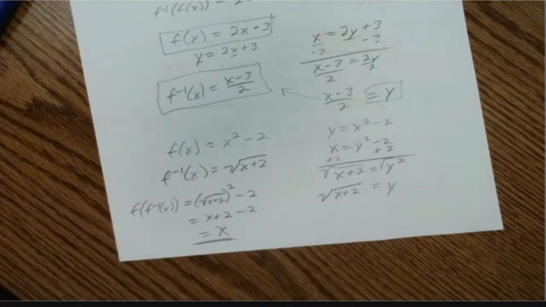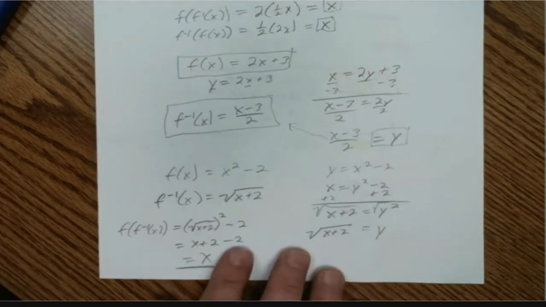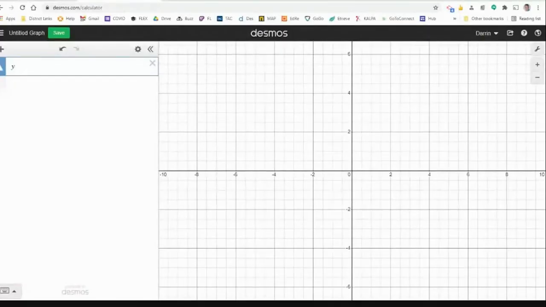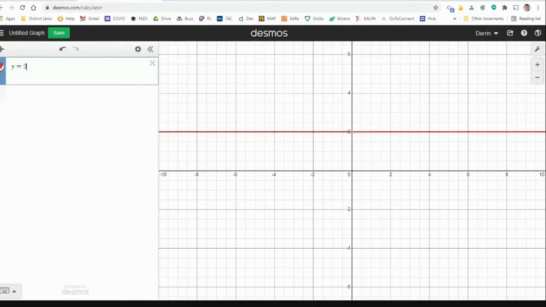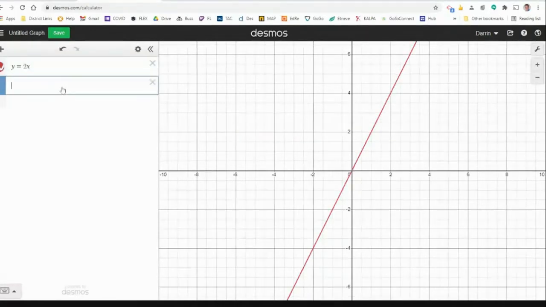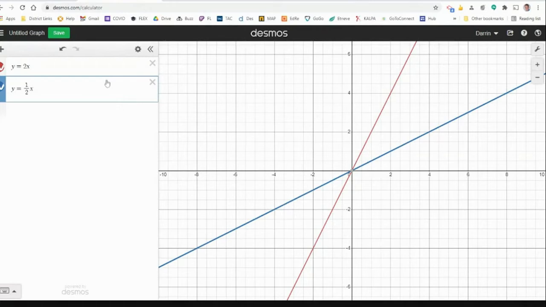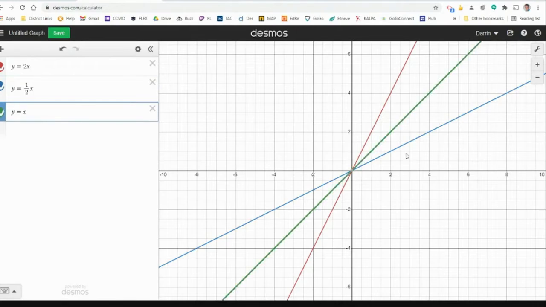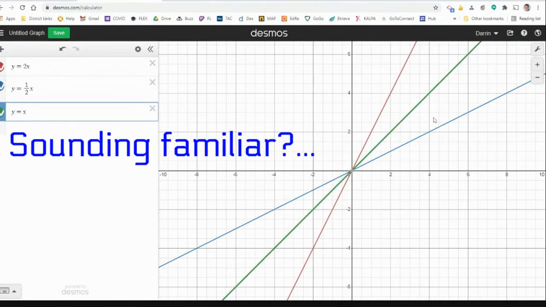Okay, now let me show you a graph of what it looks like when we take the inverse and we graph that. The first one we had was 2x. And the second one we had was 1/2 x. That is the two graphs. Now, something that's true about a function and its inverse is that there's a line, y equals x, that diagonal green line you see.